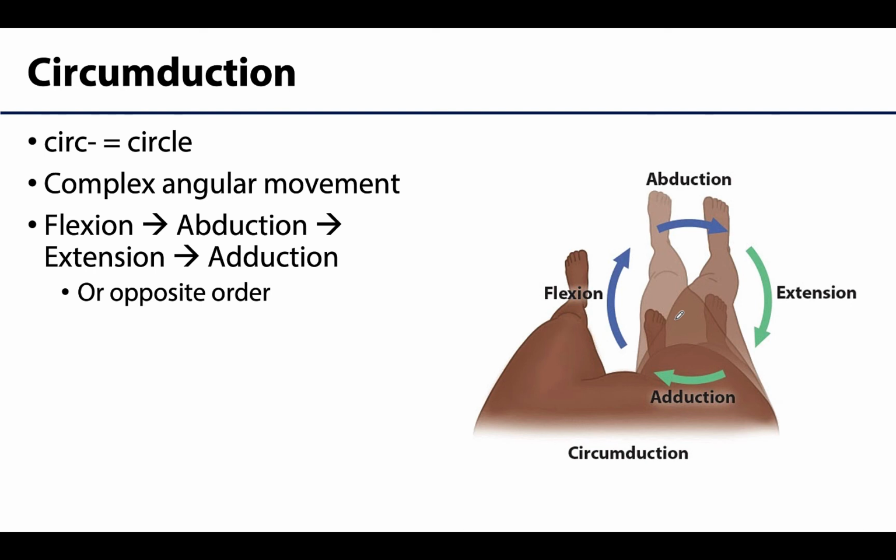Now, if a joint can flex, extend, abduct, and adduct, that joint can also circumduct, which is a complex angular movement that involves these actions that I just discussed. And what happens with circumduction is the distal end of the body will move in a circular motion. So if a particular joint is capable of these four types of movement, it is also capable of circumduction.